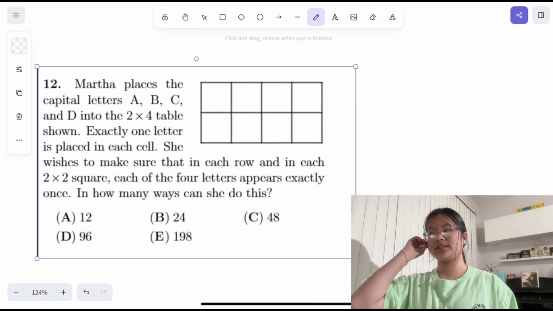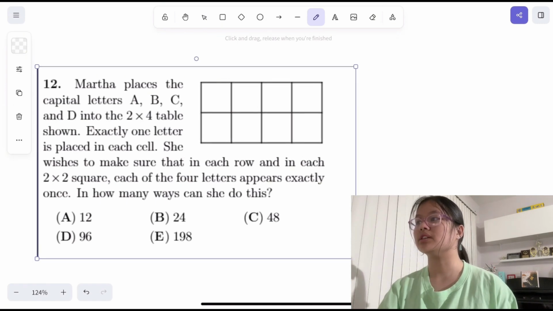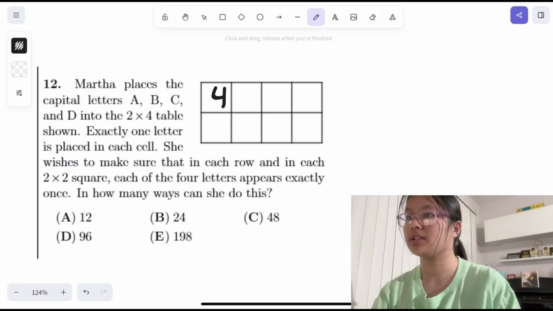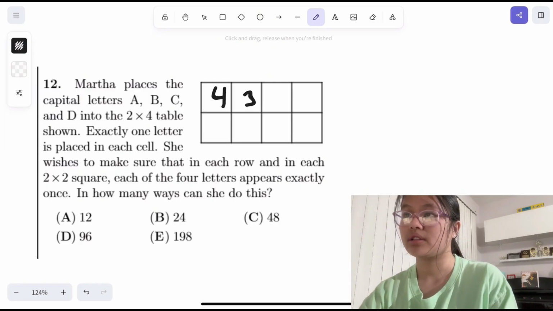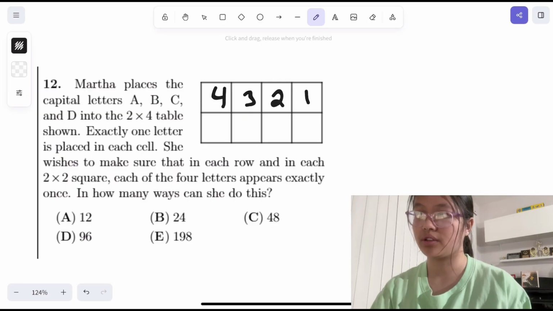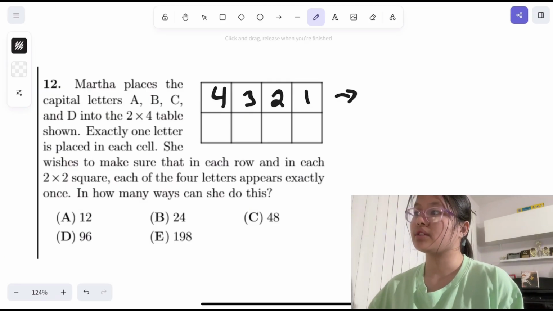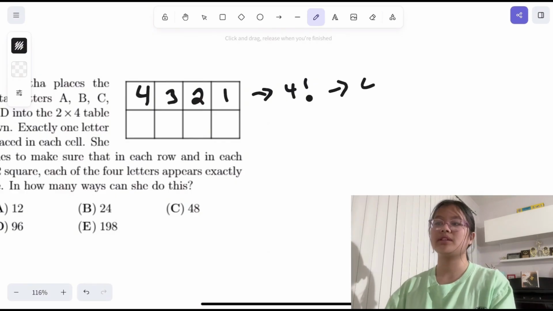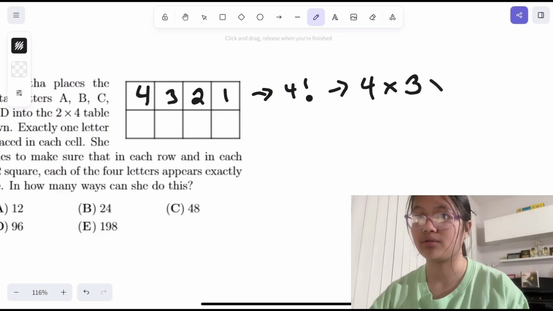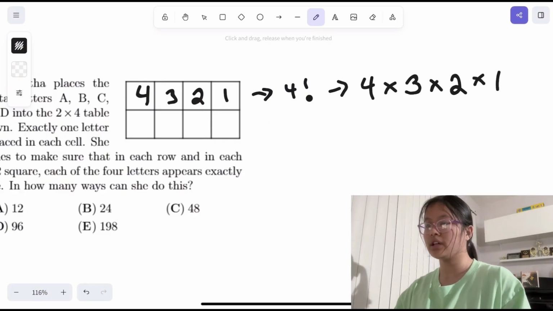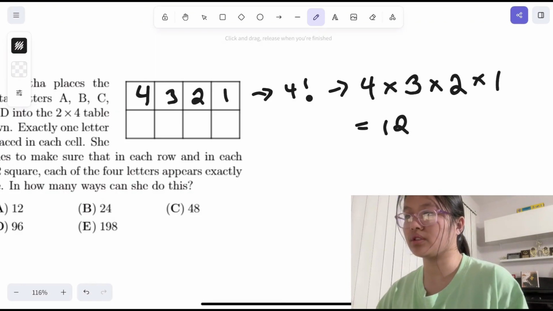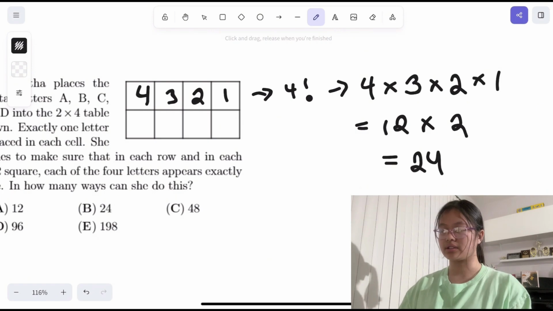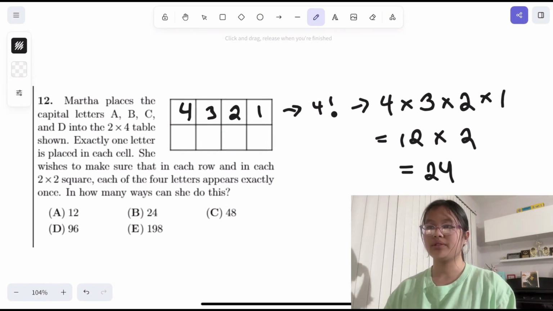So the letters A, B, C, and D can be arranged freely in the 4 squares in the first row. So for example, there could be 4 options in the first square, then 3, then 2, and 1. So now what we can do is basically 4 times 3 times 2 times 1. So then this is 12 times 2, which equals 24. Alright, that one is 24.